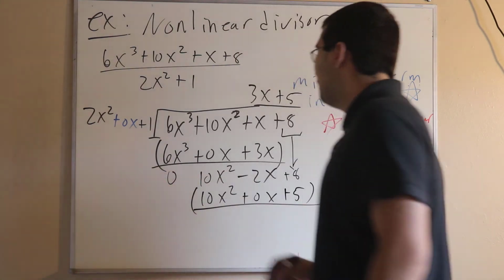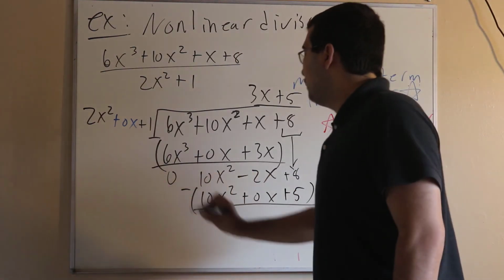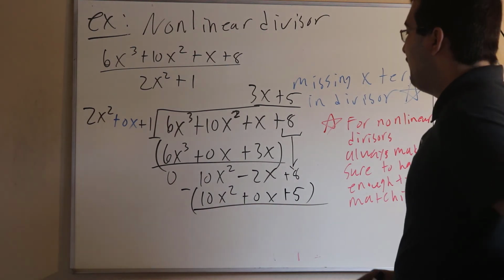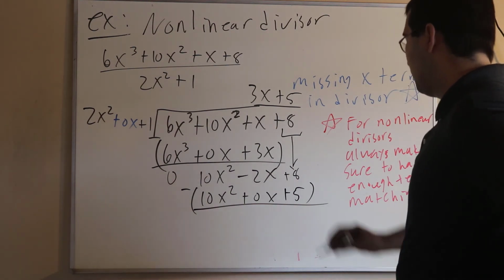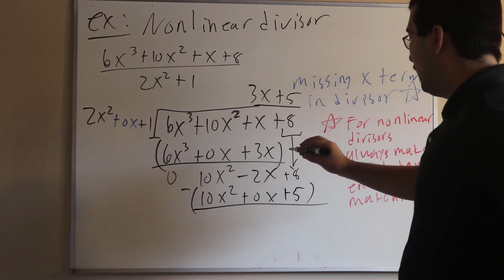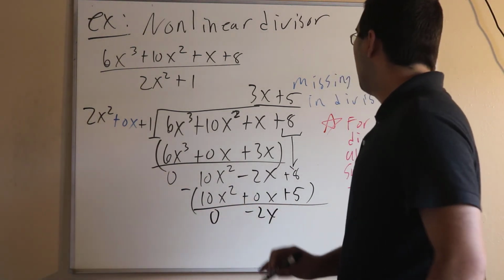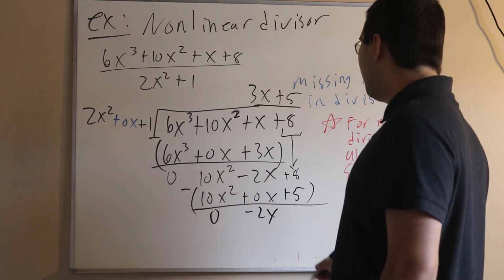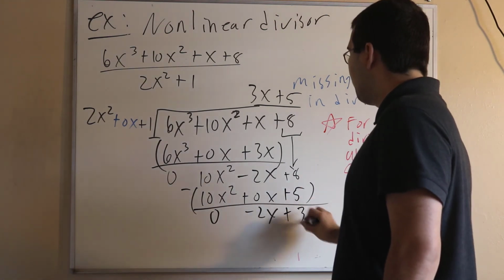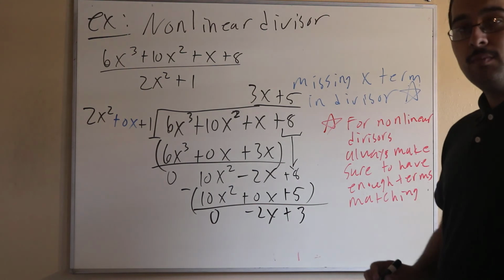Write my parentheses to help me remember I need to subtract. We do our subtraction, and then what we're going to get is 0 minus 2x, and we distribute the negative, so we have plus 3. And there you go. Right?